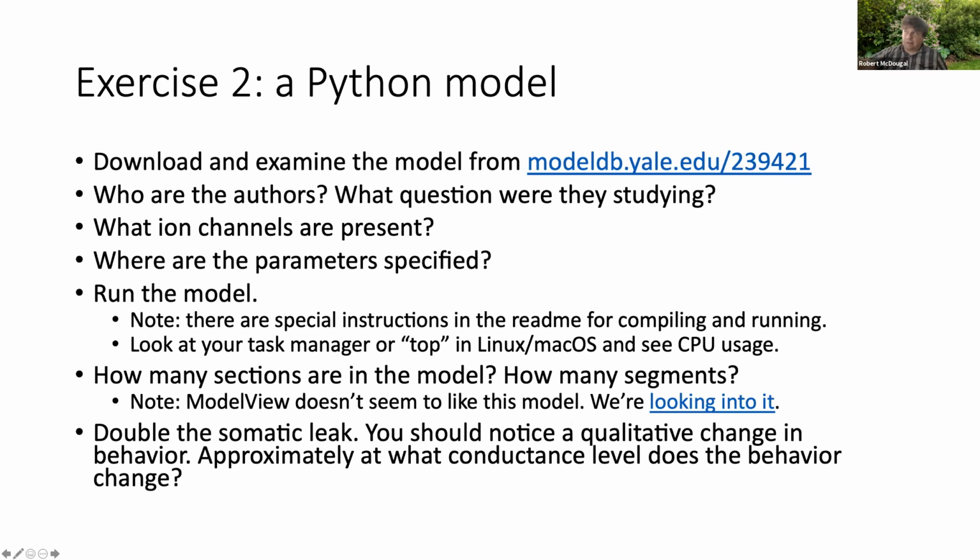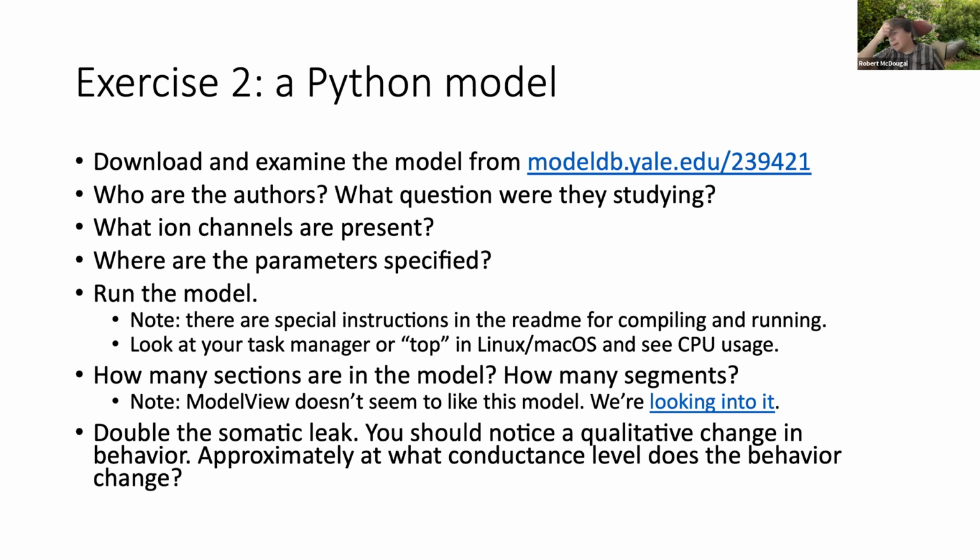But here's a model that is written in Python. This is ModelDB entry 239421. Start out with some of the same questions: who are the authors, what questions were they studying, what ion channels? But for this one, try to figure out where the parameters are specified. Look through the code and see what sense you can make of it. Run the model. I'll point out that there are some special instructions in the README for compiling and running. I was a little surprised that my naive solution didn't work.